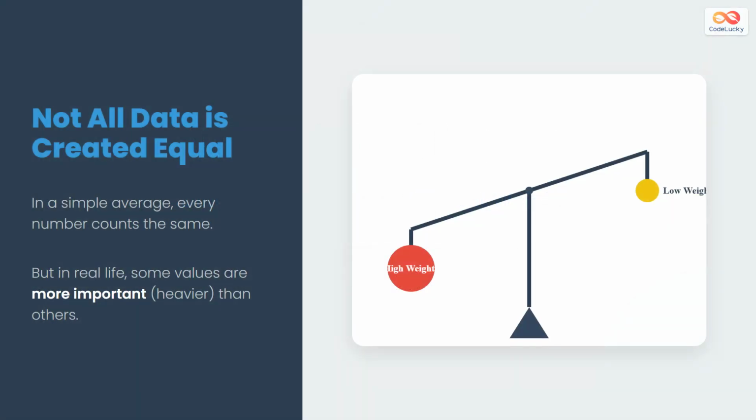In a standard average, or simple mean, every number contributes equally to the final result. However, in the real world, this is not always the case. Some values carry more weight or importance than others. Think of it like a balance scale where a heavy object on one side has more pull than a light object on the other.